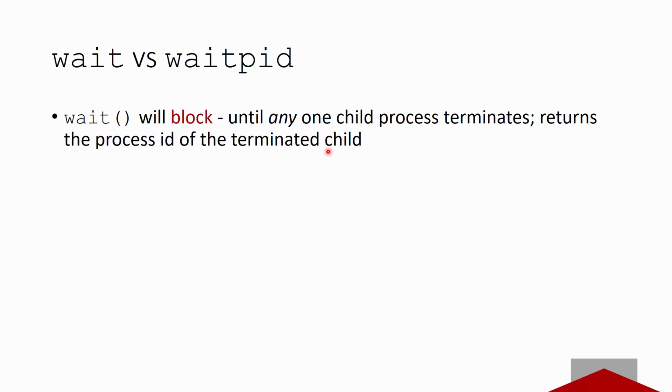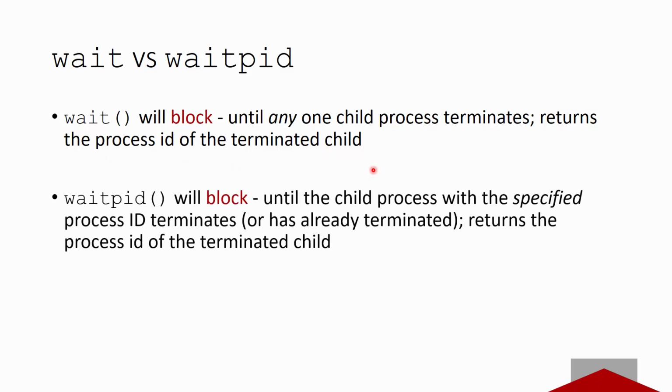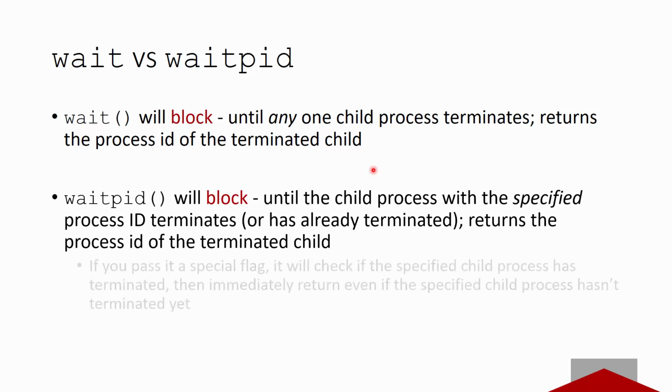Now, if a child has already terminated when you call wait, then wait will return immediately with the process ID of that terminated child. Waitpid, on the other hand, will block also when you call it, until the child process with the specified process ID terminates, or perhaps has already terminated. And that will return the process ID of whichever one had just terminated.